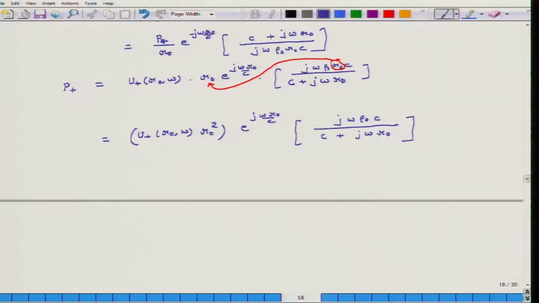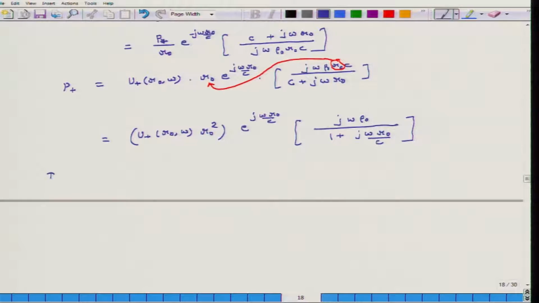The other thing I do is I divide the numerator and denominator by c. So, what I end up with is this c goes away and this c goes away and it gets replaced by 1, and here I have in the denominator c. Okay.